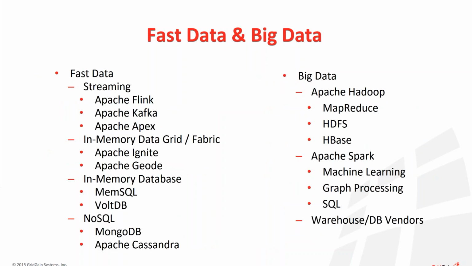So what is the ecosystem? Where do various products reside? If you look at the fast data side, you get a lot of in-memory streaming products like Apache Flink, Kafka, Apache Apex. You've got in-memory data grids and fabrics like Ignite and Geode, both projects from Apache. You get in-memory database products like MemSQL and VoltDB. Those are not Apache projects. And some NoSQL like MongoDB or Apache Cassandra.